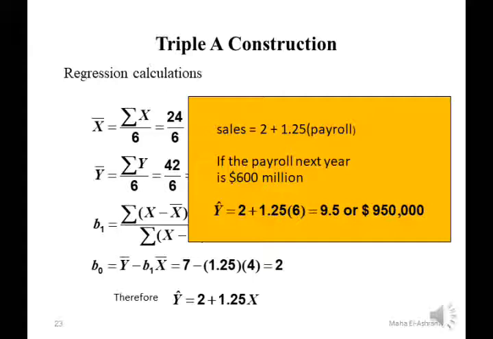Okay, so I will replace X by 6. But Y was measured in 10,000. So I have to multiply the value of Y that I have calculated, which is 9.5, multiplied by 10,000. So I will get 950 Y.